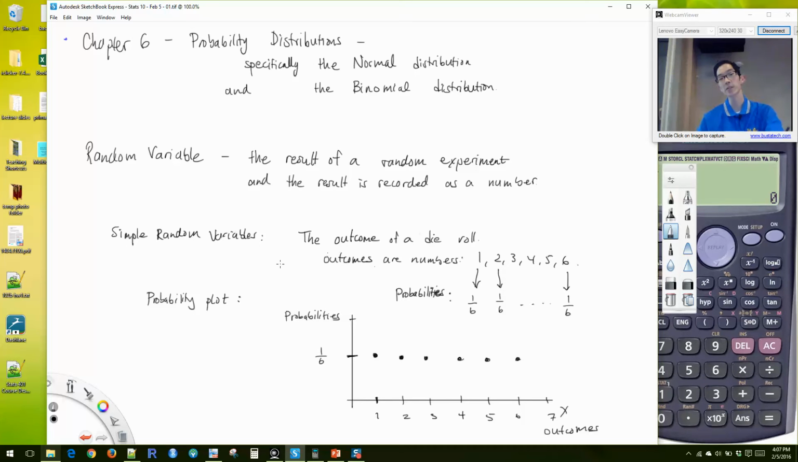So this is a simple random variable. This is what we call a discrete random variable. Discrete meaning only certain values are allowed. Okay, not using discretion, that's a different type of discrete. So this is a discrete random variable because only certain values are allowed.